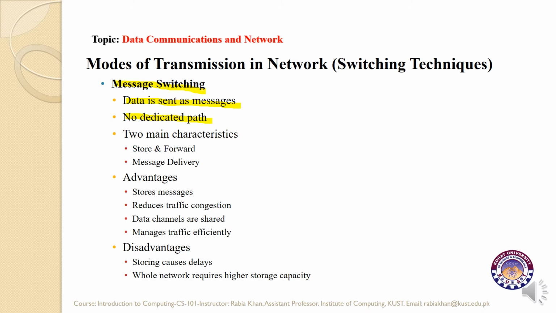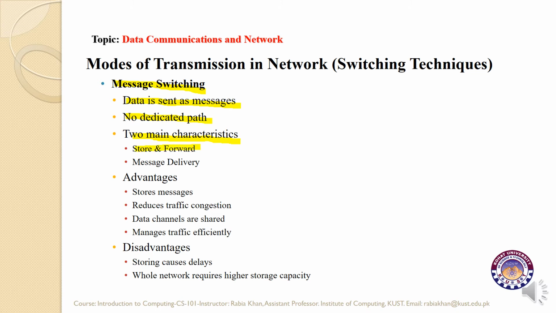So these messages are switched. Data networks are also known as hop-by-hop system. Message switching can also be called hop-by-hop system or node-by-node data network. It has two main characteristics. Message switching has two main characteristics. First one is store and forward.